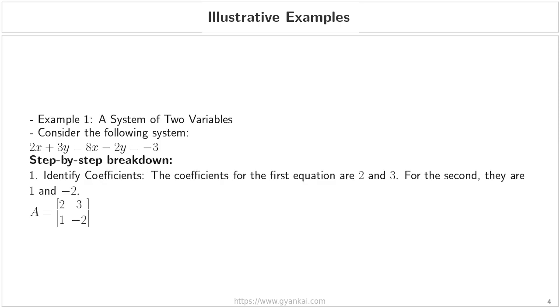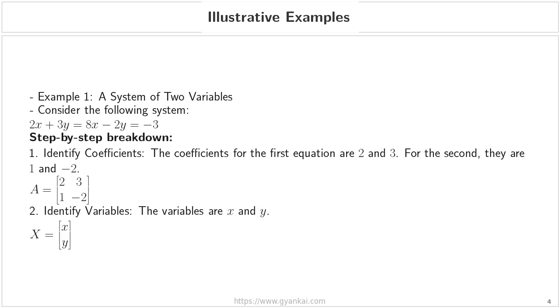First, we need to identify our coefficients to build matrix A. Looking at the first equation, our coefficients are 2 and 3. Moving to the second equation, remember to keep an eye on that negative sign. The coefficients are 1 and negative 2. When we place these into our coefficient matrix, we get a 2 by 2 matrix with 2 and 3 in the first row and 1 and negative 2 in the second row.